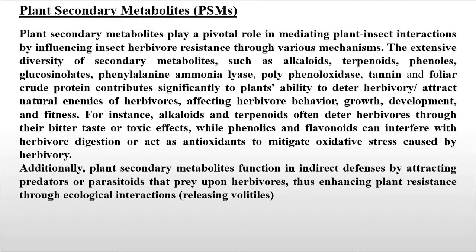Plant secondary metabolites play a pivotal role in mediating plant-insect interaction by influencing insect herbivore resistance through various mechanisms. So the diversity of secondary metabolites like alkaloid, terpenoid, phenol, glucosinolate, phenylalanine ammonia-lyase, polyphenol oxidase, tannin, and foliar crude protein contribute significantly to the plant's ability to deter herbivores and attract natural enemies of herbivores, affecting herbivore behavior, growth, and development.